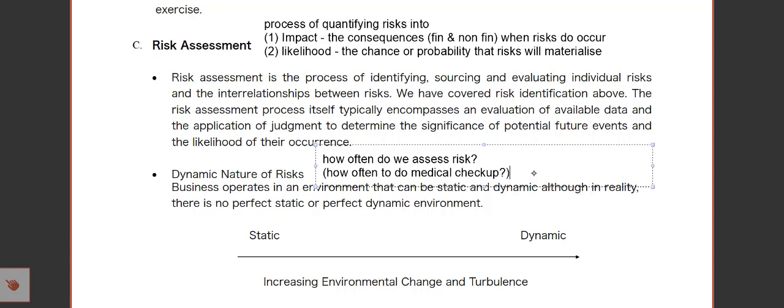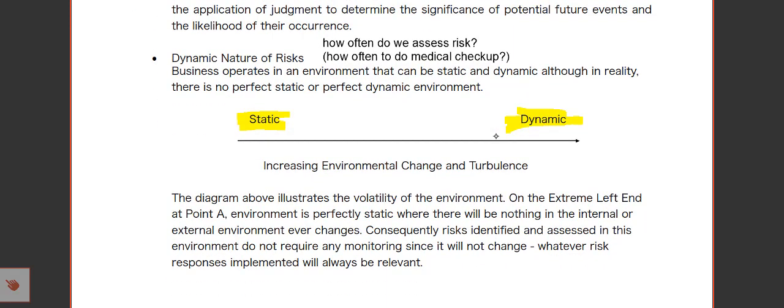Now, this is the same concept that we explained to you. How often do you need to assess risk? Now, the answer is: is the environment that you're in static, or is the environment that you're in dynamic? Because if your environment is static, it does not change much, then we actually don't have to do it so often. But if it's dynamic, then of course you have to do it very often.